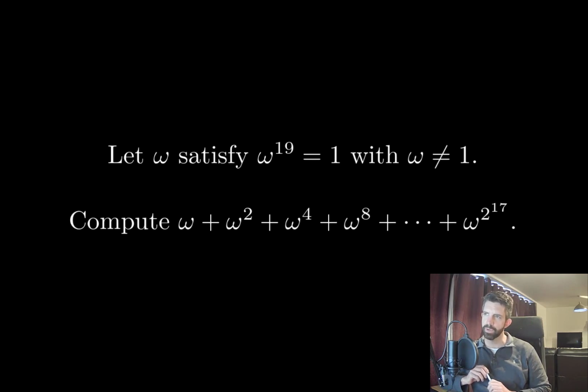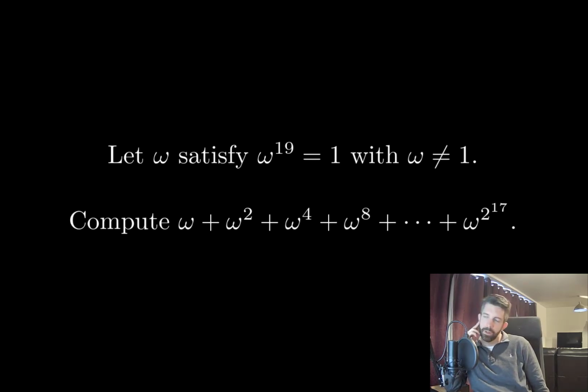And then we're given a massive expression where we're taking these exponents. The exponents are all powers of 2. So omega to the power of 1 plus omega to the power of 2 plus omega to the power of 4 and so on. Okay, so I'm starting to see what this is.